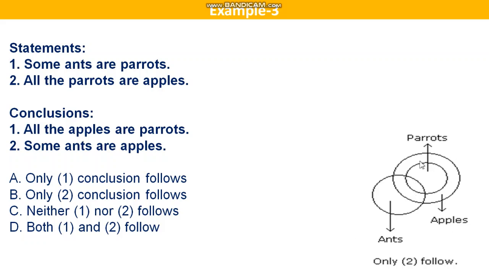Some ants are parrots. So ants and parrots with intersection. Statement number 2, all parrots are apples. So a bigger circle of apple, inside that a smaller circle of parrot. So by default, some ants become apples. So let's see how many conclusions follow. All the apples are parrots. That is not true. Some apples are parrots. Conclusion number 2, some ants are apples. Yes, that is true as per the Venn diagram. So only conclusion 2 follows. Option B is the right answer.